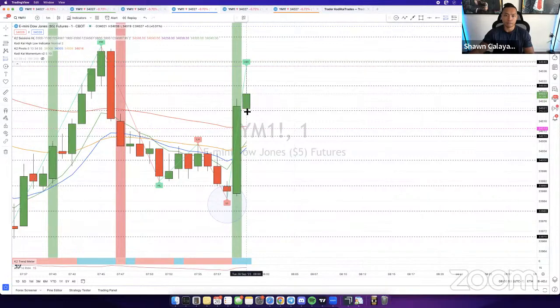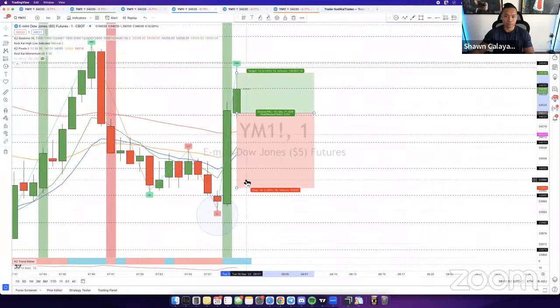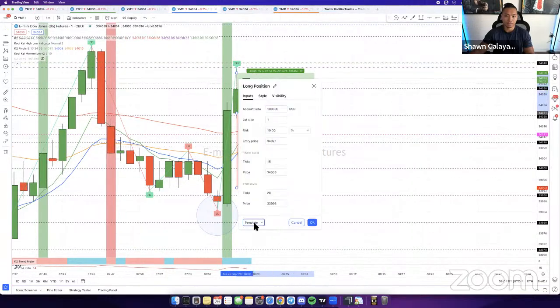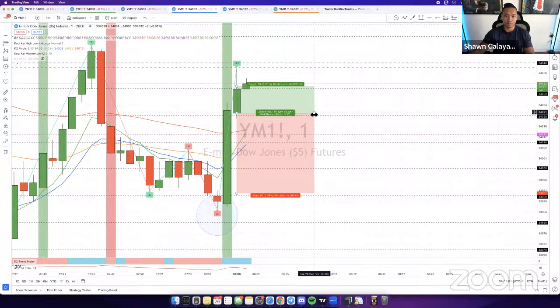I think the candle would be a little too big though, right? Yeah, it was way too big. It's more than 300 pips. But technically, yeah, that would be a high level momentum scalp right there.